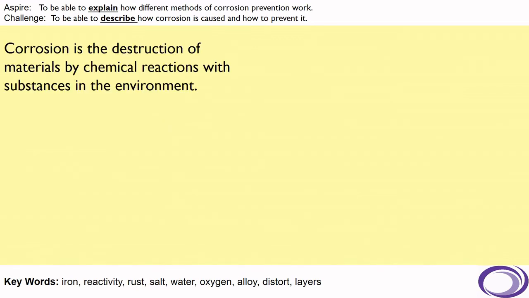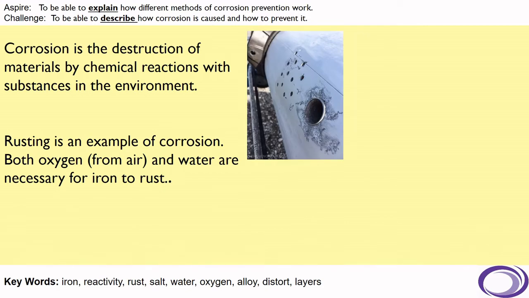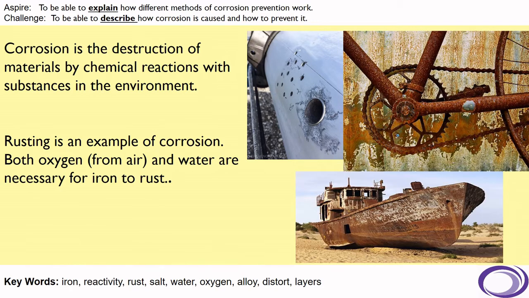So, corrosion is the destruction of materials by chemical reactions with substances in the environment. Rusting is a common example of corrosion. Both oxygen from air and water are necessary for iron to rust. So here is an example at the moment on the screen of corrosion in aluminium, as a lot of substances corrode, but rusting, as seen in these two examples, is specific to iron.